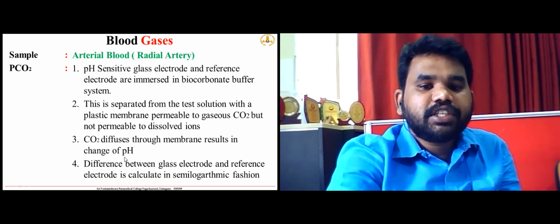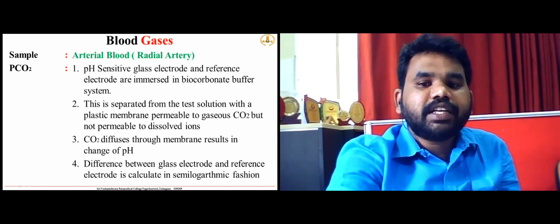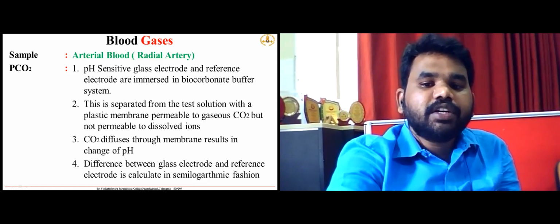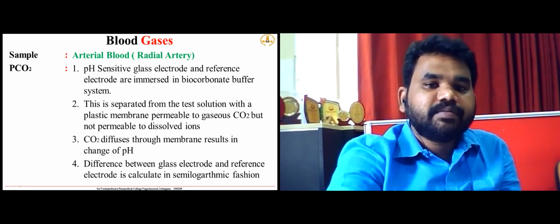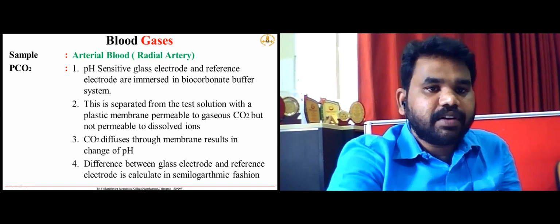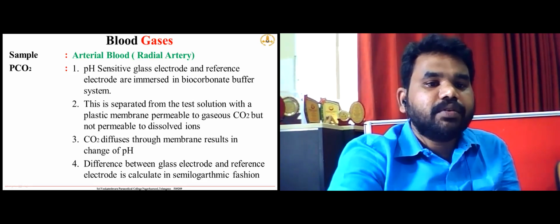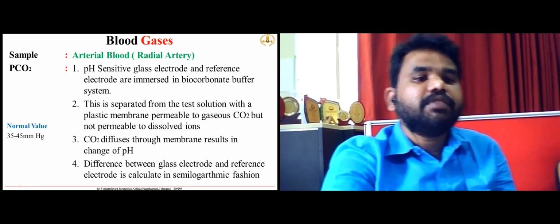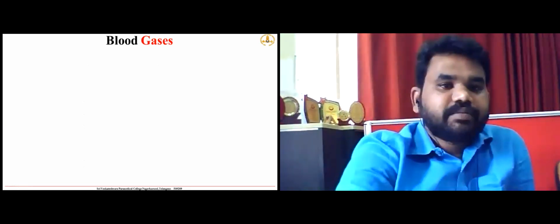Then the change of pH between the sensitive glass electrode and the reference electrode is calculated in a semi-logarithmic fashion. This is how the blood gas analyzer works and calculates the PCO2. The normal value of PCO2 is 35 to 45 mm of Hg.